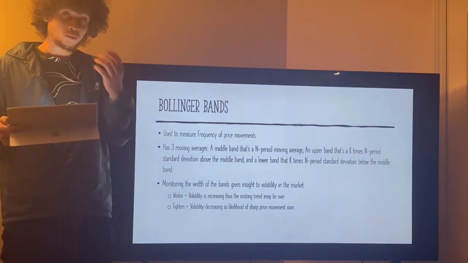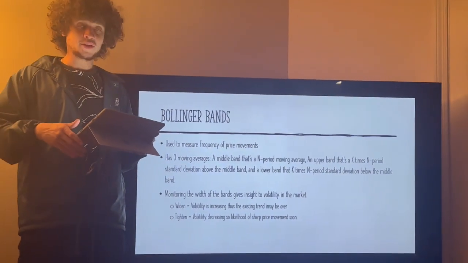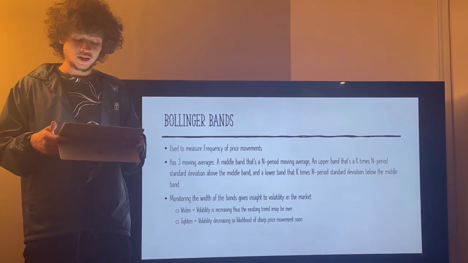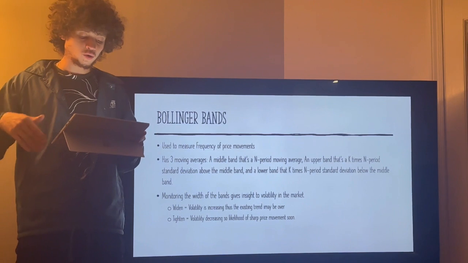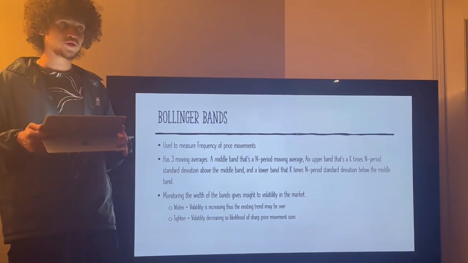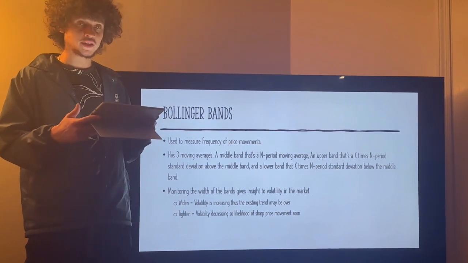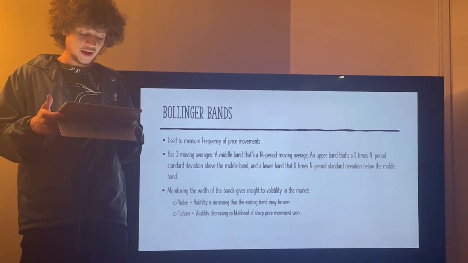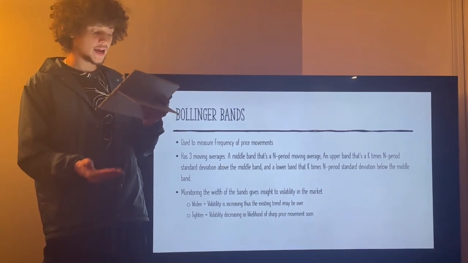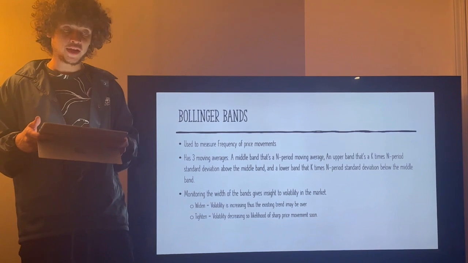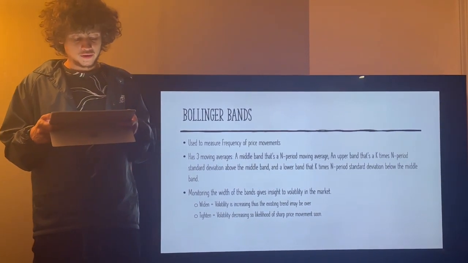Bollinger Bands are more moving averages, so you have your middle band, which is just your regular moving average, and then you have an upper and lower band, which is K times N period standard deviation above or below the middle band. How traders use this is they monitor the widths of the band. So as the bands widen, volatility is increasing, and so thus the existing trend may be over. And as the bands tighten, volatility is decreasing, so the likelihood that a sharp movement will happen is high.